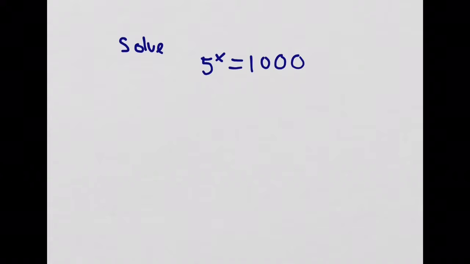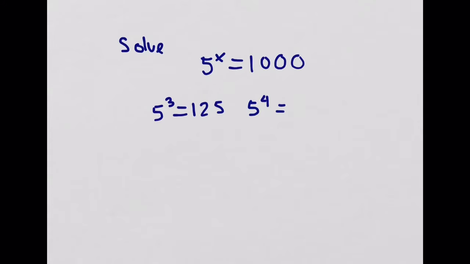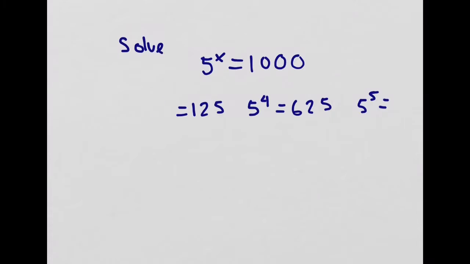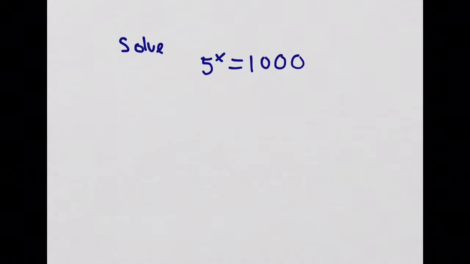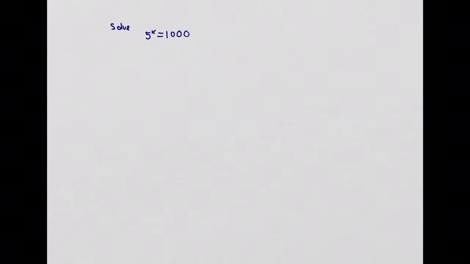We know that 5 to the 3 is 125, so it's too small. 5 to the 4 would be 625, I believe. It's still too small. And 5 to the 5 would be way too big, 3,000 and something. So the answer is between 4 and 5, but we don't know exactly what it is. So that's our goal, to solve this. I'm going to leave this on the side and keep it here in the corner, and see how we can get back to it in a minute.